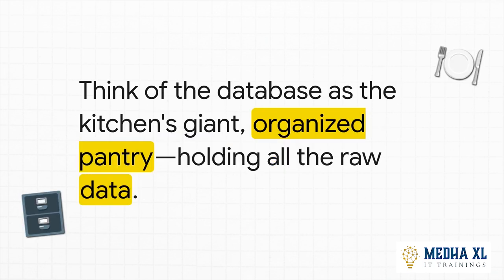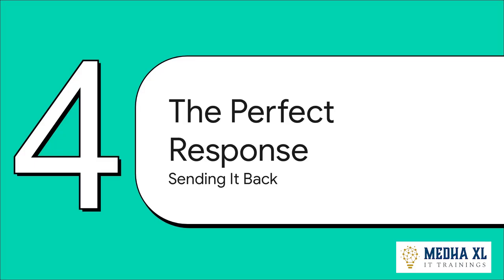Let's jump back to our kitchen analogy. The database is the pantry. It's this massive, perfectly organized storeroom where every single ingredient, every piece of data, is labeled and sitting on a shelf, just waiting for the chef to grab it for a recipe. So the chef grabbed the ingredients from the pantry, cooked the meal, and the designer made it look beautiful. Now there's only one thing left to do: send it out to the customer, which is you and your browser.